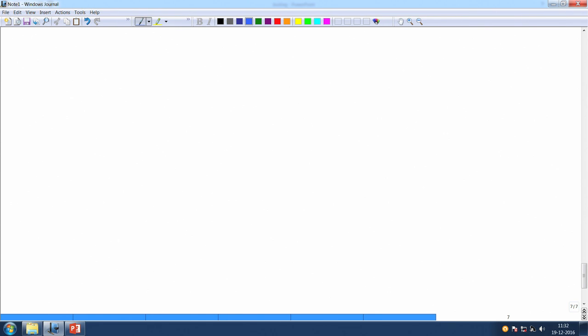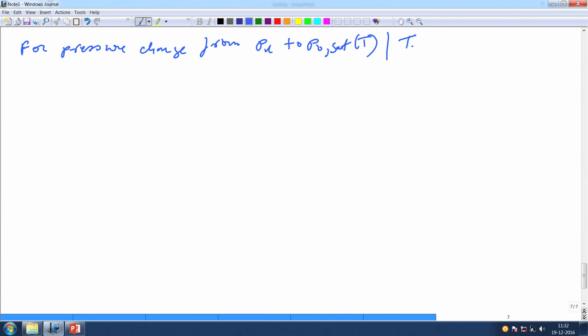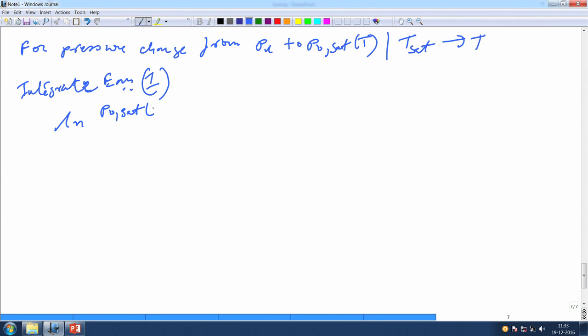Now, for pressure change from PL to PV sat at T and temperature change from T sat to T, we integrate equation 1 and we have ln PV sat at T divided by PL equal to HLV by RG T sat, into T minus T sat divided by T.